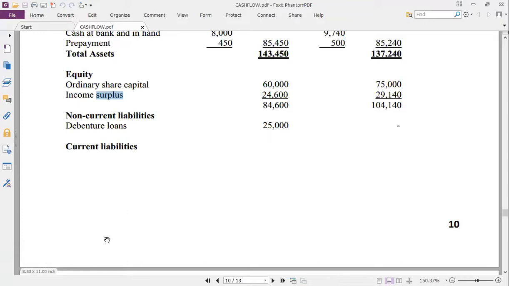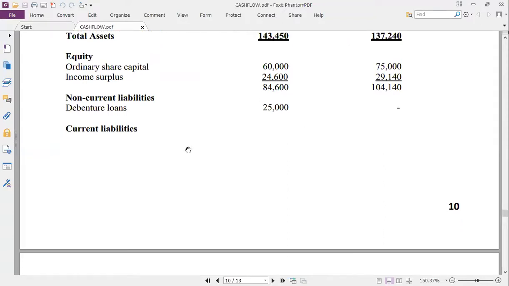Non-current liabilities, debenture. We have 25,000 at the start. At the end is what? Dash. What does that imply? It means they paid all the 25,000, right? All the 25,000 has been paid. That's the meaning. So will it be inflow or outflow? Outflow, good. Under what? Financing, agreed. So we put it there.